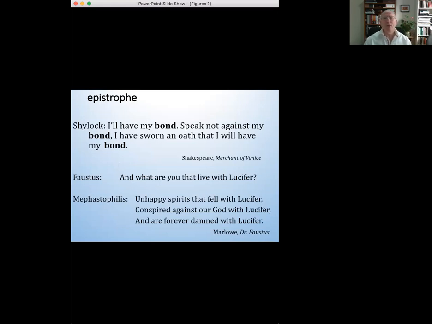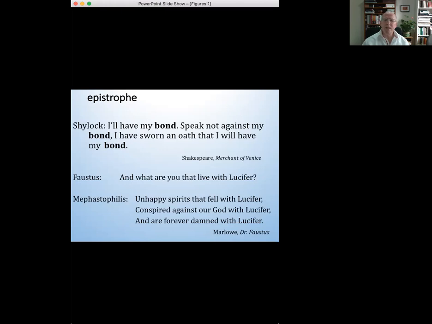Now, epistrophe is really the inversion of anaphora and is displayed in these lines from Shakespeare's Merchant of Venice. "I'll have my bond," Shylock insisting on getting his bond. "I'll have my bond. Speak not against my bond. I have sworn an oath that I will have my bond." Right, a series of consecutive sentences or clauses all ending with the same word, in this case the word bond, going to really bring home to us the determination of Shylock to have his bond.